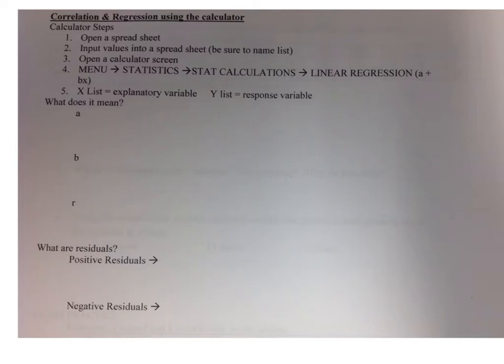You want to make your X list your explanatory variable, and you want to make your Y list your response variable. Remember, these are what you named earlier. And then hit enter. It's going to give you a couple numbers here. It's going to give you your A value. What is your A value? Well, it's basically your y-intercept. Your B value is going to be your rate of change, which we've referred to in algebra as our slope.